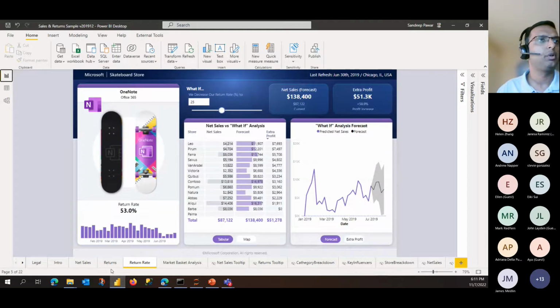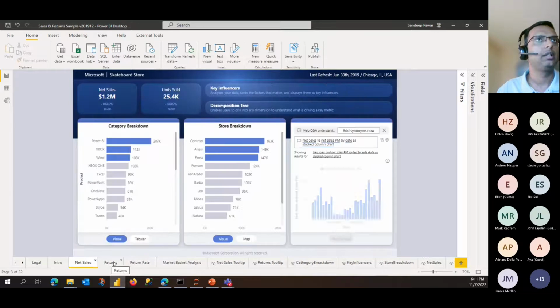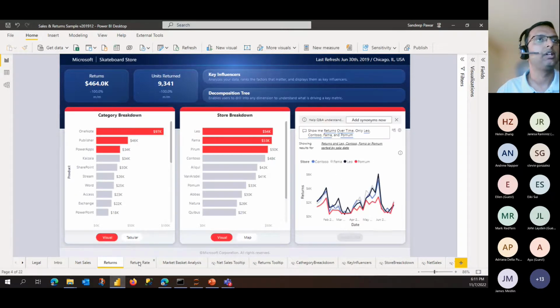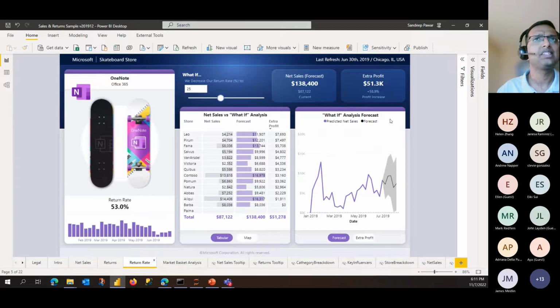And there are a number of different tabs here at the bottom. Very beautiful looking. I think Miguel and Chris from the Power BI team created this. And very standard stuff. So we have net sales, and then we have returns, we have return rate, and things like that. And the idea here is that the user would go here and interact with the report and get some understanding of the data. So one of the things in here that caught my attention is the return rate, for example.